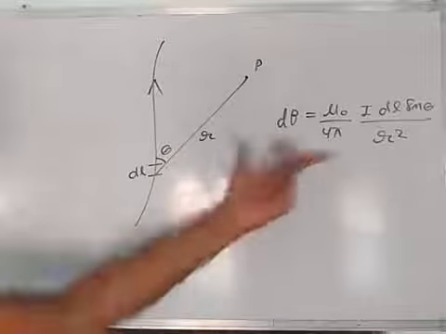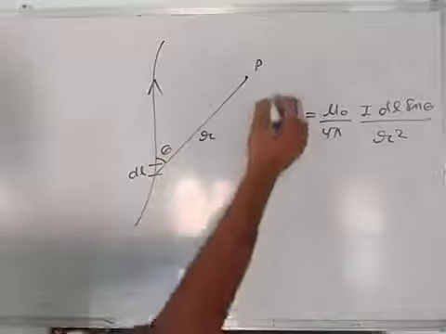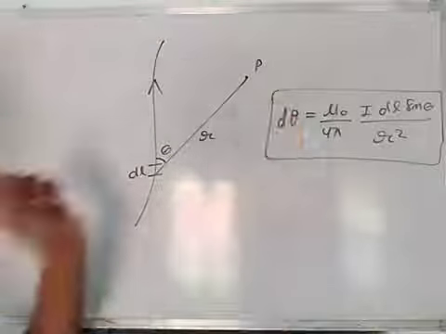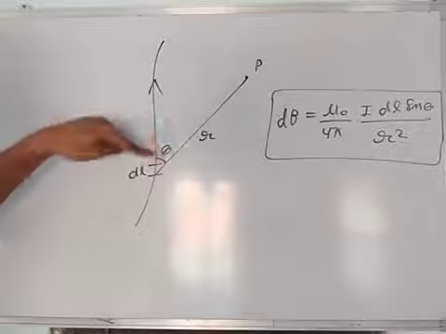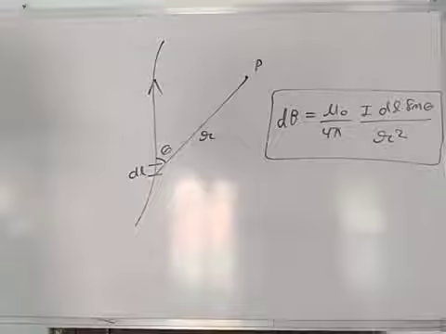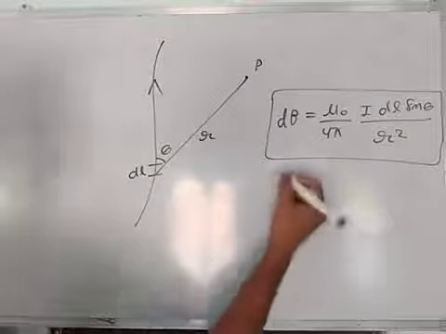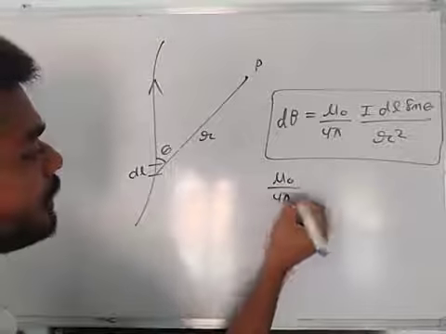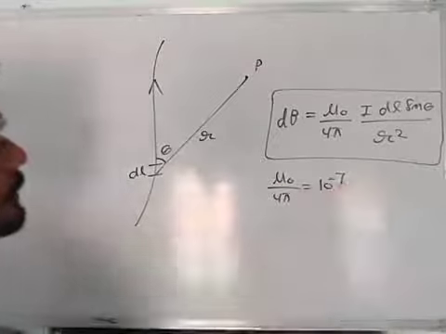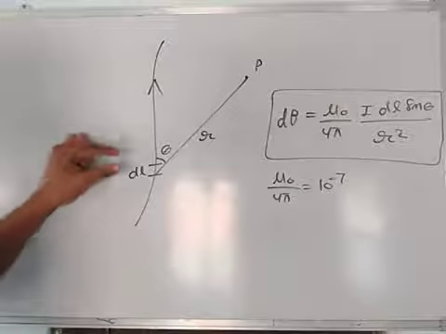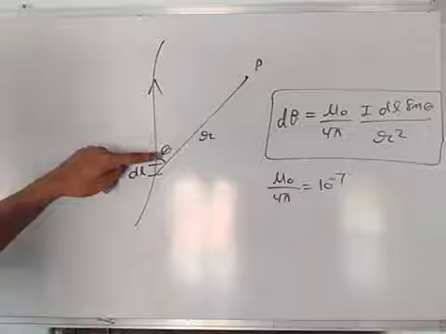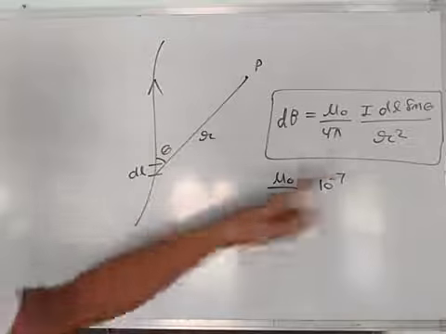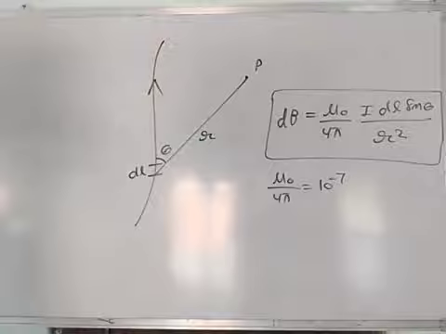We have discussed this formula, that magnetic field at any point P due to a small current element dl which makes an angle theta with r is equal to mu naught upon 4 pi I dl sin theta by r square, where mu naught by 4 pi is equal to 10 to the power minus 7. I is the current, dl is the length of this small segment, theta is the angle, and r is the distance from dl to P.